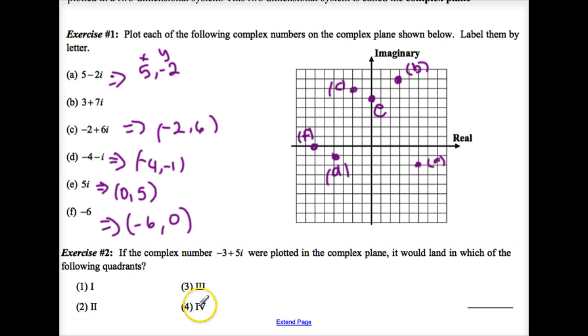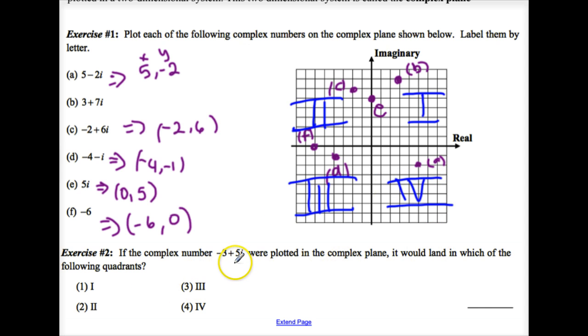Now, the question. If the complex number negative 3 plus 5i were plotted on a complex plane, which is just another way of saying this fancy looking plane, it would land in which of the following quadrants? So really quick, I want to review. This is your coordinate pair. This is quadrant 1, quadrant 2, quadrant 3, and quadrant 4. You have to remember this, always go counterclockwise.